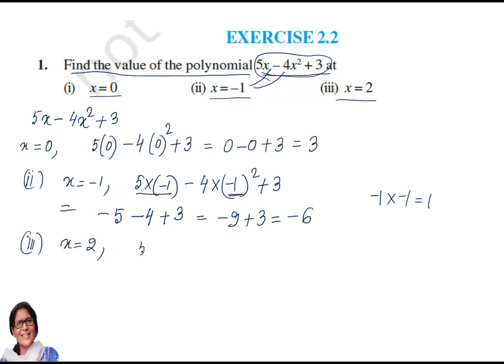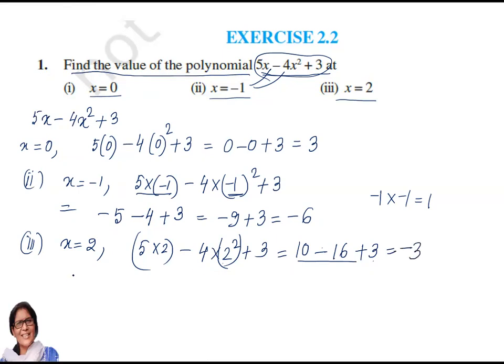Third one, x is equal to 2. So I'll write 5 multiplies 2 minus 4 into 2 square plus 3. 5 into 2 is 10, 2 square is 4, 4 into 4 is 16, plus 3. So this will be how much? You will simplify this way, 10 minus 16 is minus 6, plus 3 is minus 3. So the value of the polynomial at x equal to 2 is minus 3.